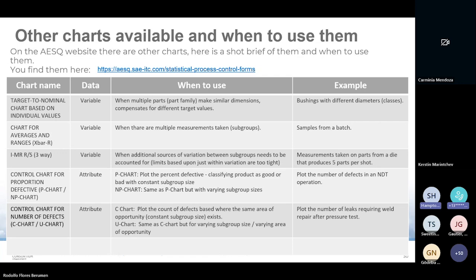And so both the target to nominal, the IMR, RS, and the IMR was done on a previous webinar. So if you go back to the beginning when we had those links, you can go and review that whole webinar. That goes into a lot more detail. It's a great webinar. And then you just have our attributes.